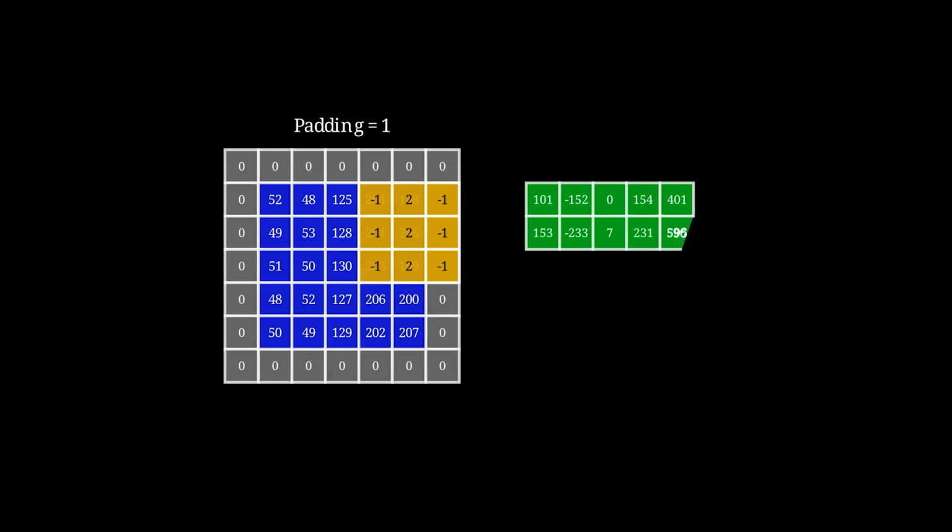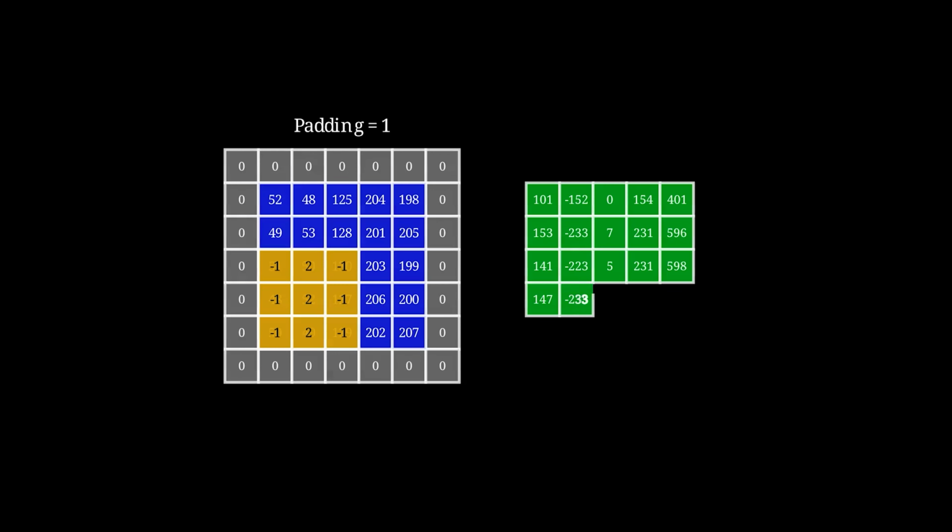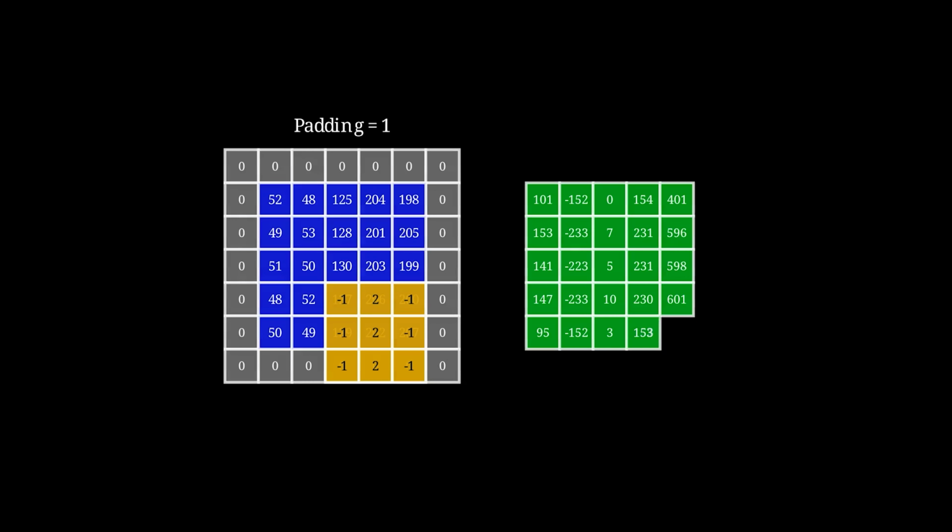Another important parameter is padding. This is where we add extra pixels, usually zeros, around the border of the image. Without padding, the output naturally shrinks because the filter can't fully cover the edges. But with padding, we give the filter a bit of space to move, so the image size can stay the same and edge information isn't lost too quickly.